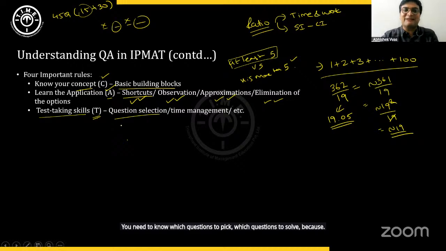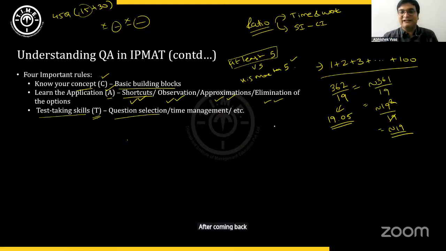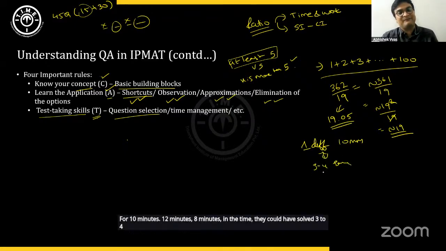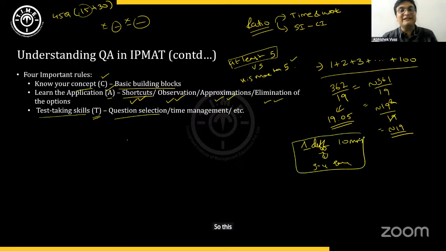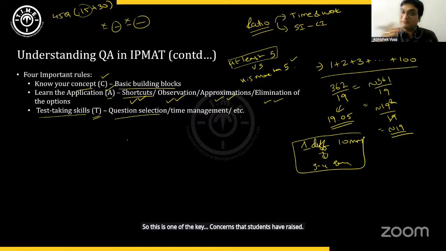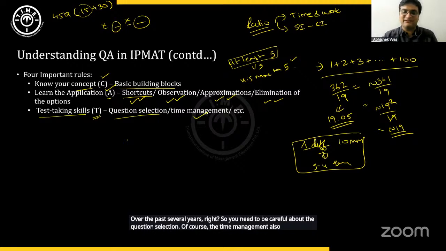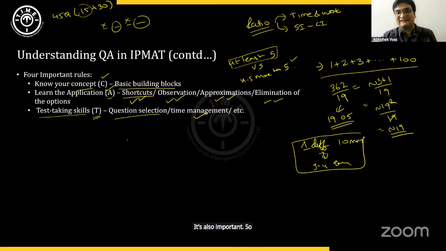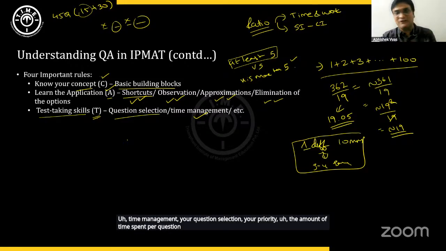Because one of the major complaints that the past year students had, after coming back, was that they were struggling with one difficult question for 10 minutes, 12 minutes, 8 minutes. In that time, they could have solved 3 to 4 easier questions. So this is one of the key concerns that students have raised over the past several years, right? So you need to be careful about the question selection. Of course, time management, which we discussed a little bit in the previous slides, is also important. So test taking skills actually help you improve your time management, your question selection, your priority, the amount of time spent per question, etc. All of that.